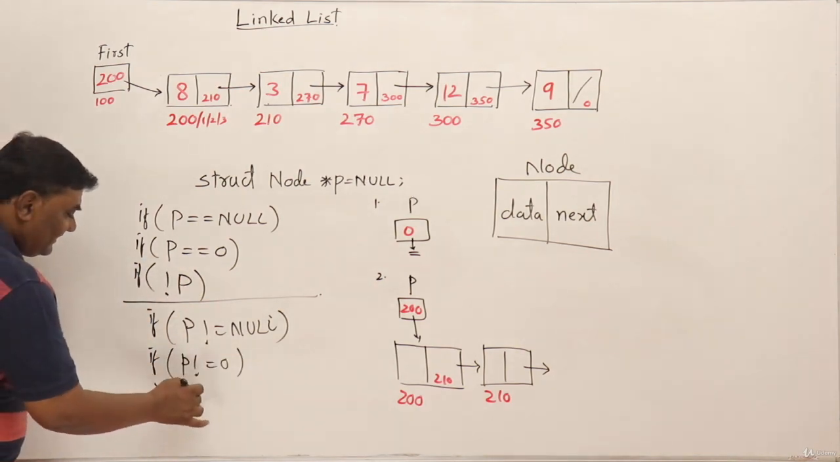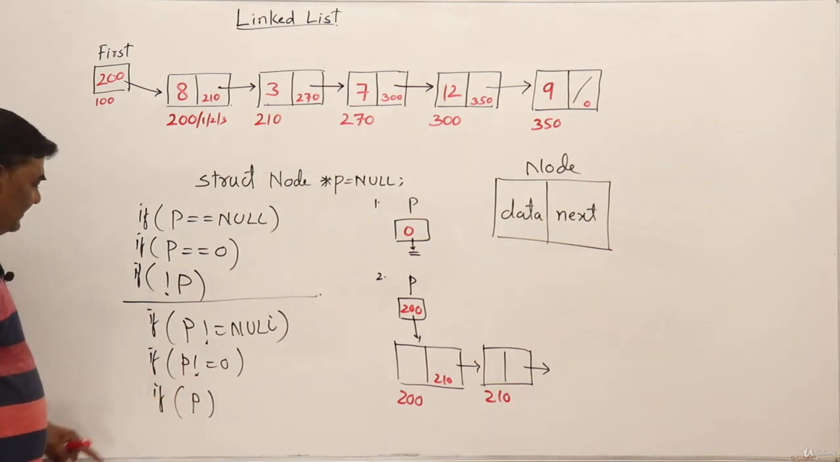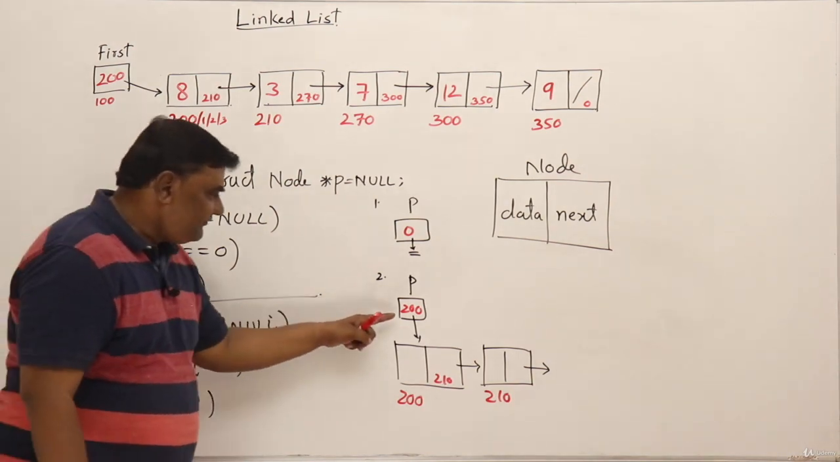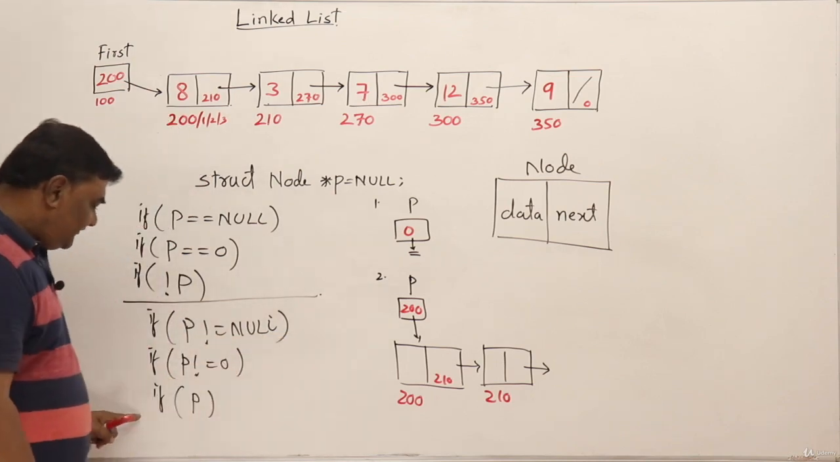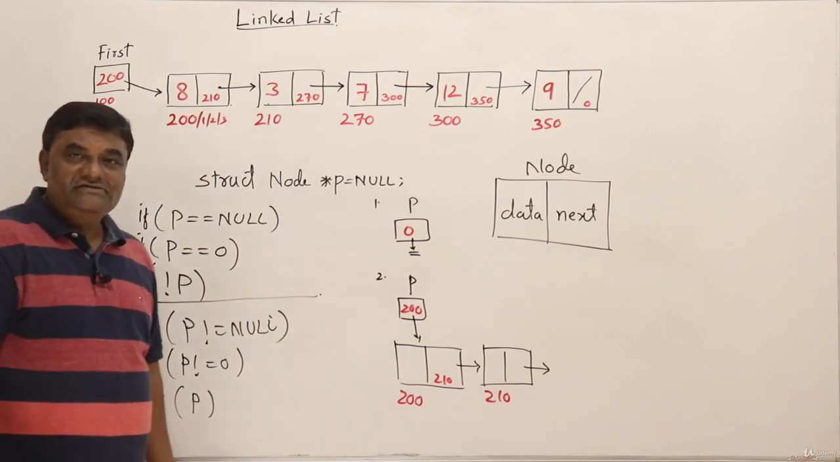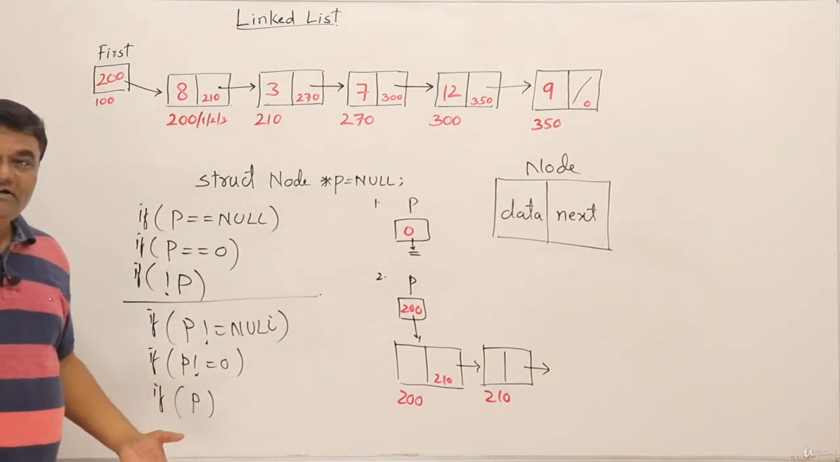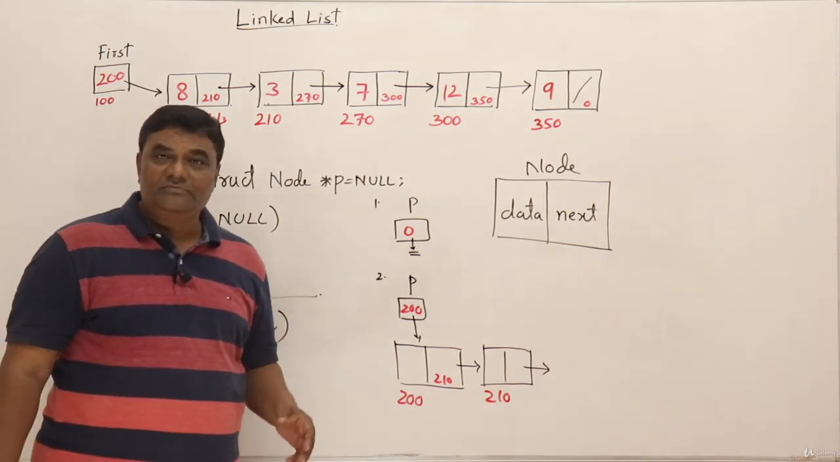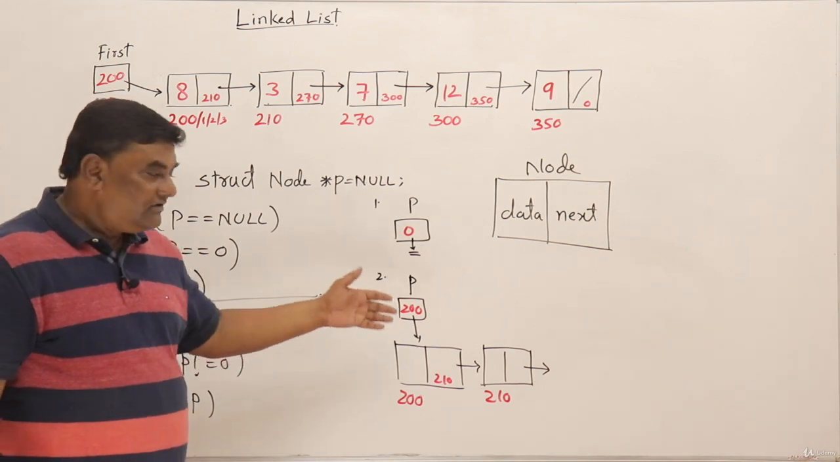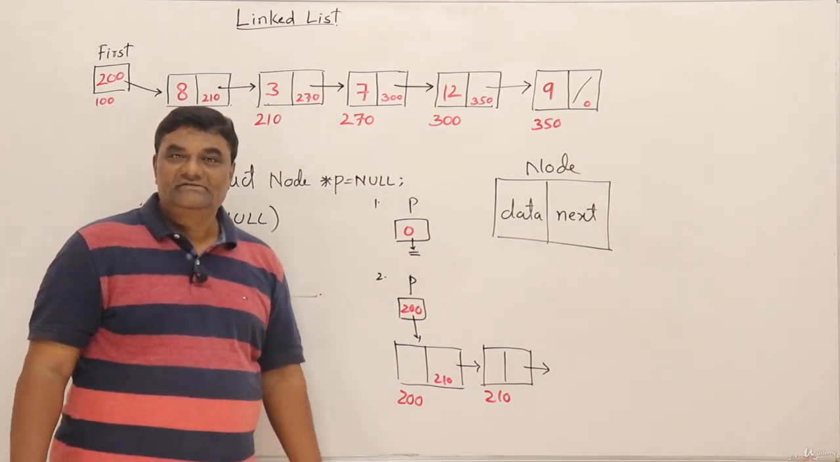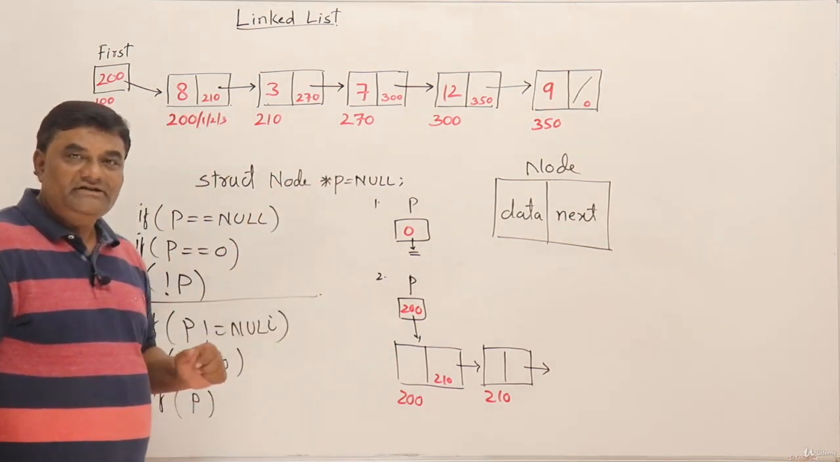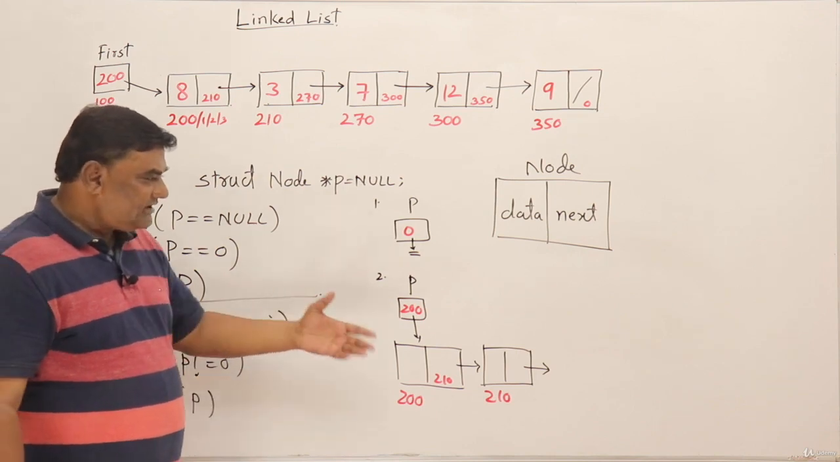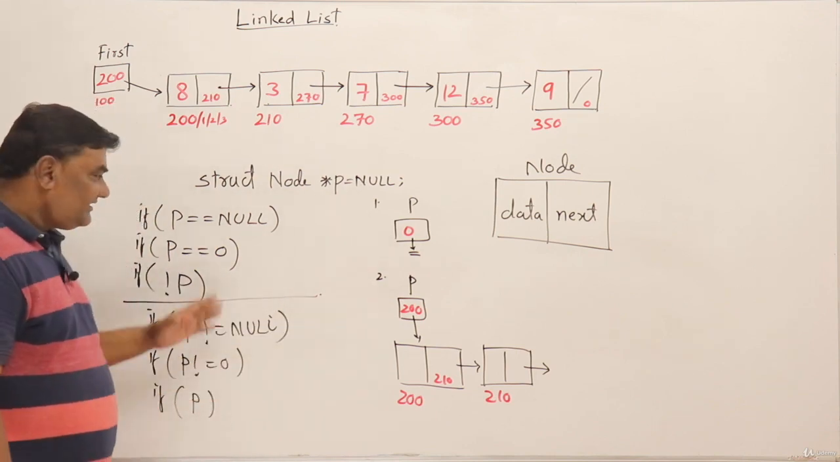And even I can write if P, just P. So what is the value of P? 200. So is 200 true or false? 200 means true. So if P means true, true means the pointer is pointing on some node in a linked list. So these are a few important conditions. Now I have one more condition to show. So for that I'll remove this.